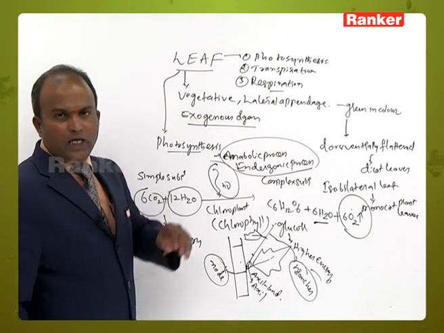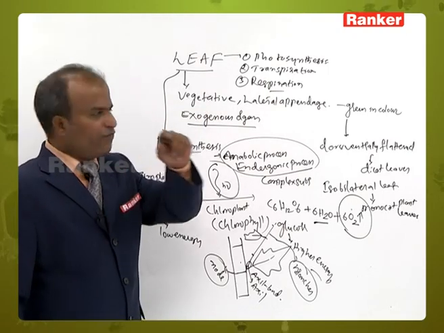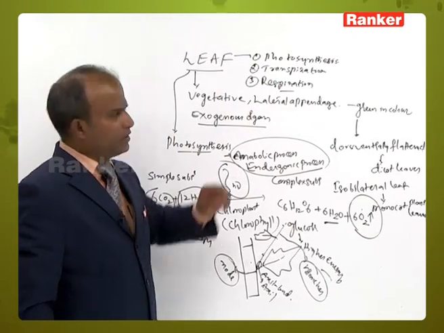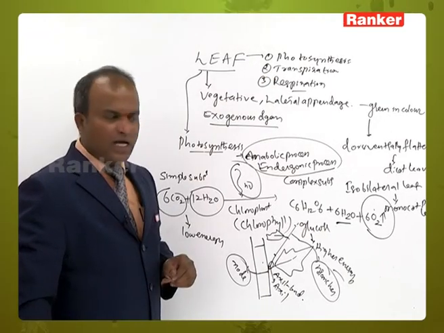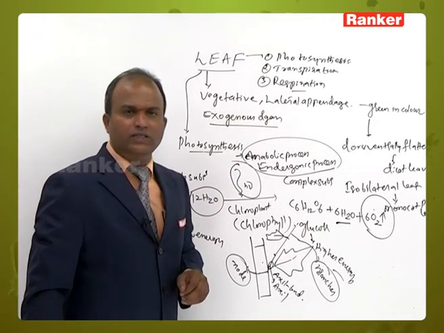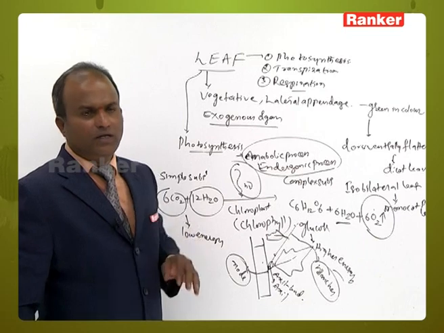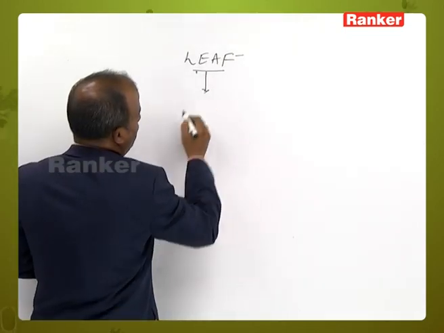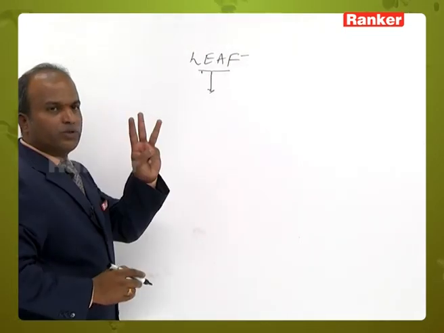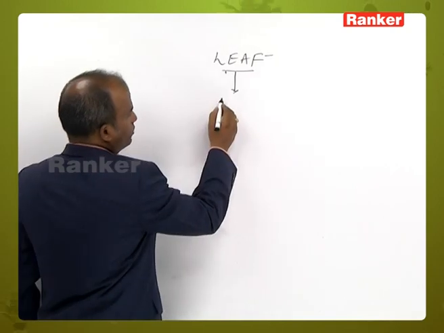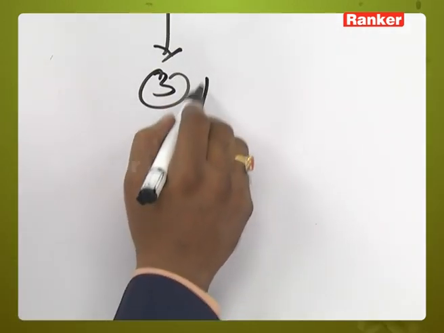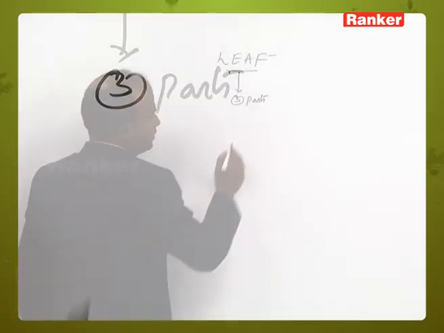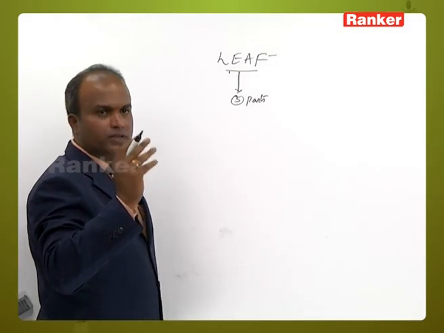That means the leaf performs 3 functions. One function is photosynthesis, second is transpiration, and third is respiration. How many parts does a leaf show? A leaf always shows 3 parts.